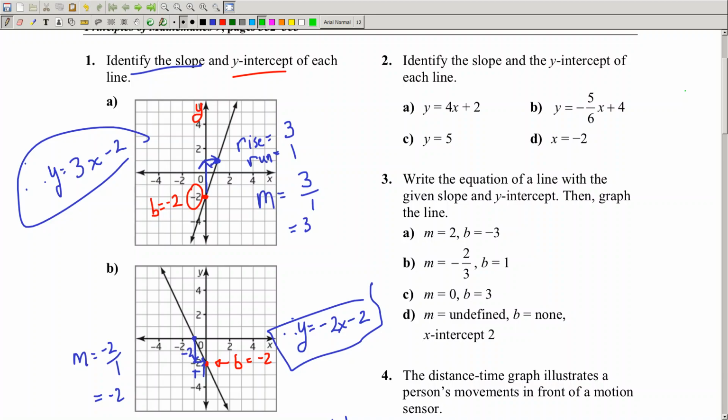All right, in this fun and exciting video, what we'll talk about is identifying the slope and y-intercept of each line given an equation. And then what we'll do is, given the slope and y-intercept, we'll write out the equation of a line. So this should be fun.